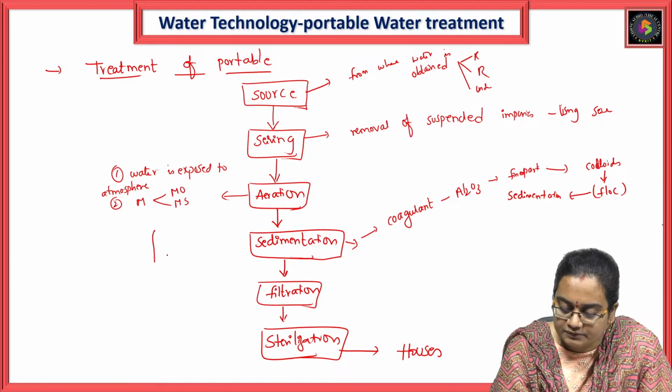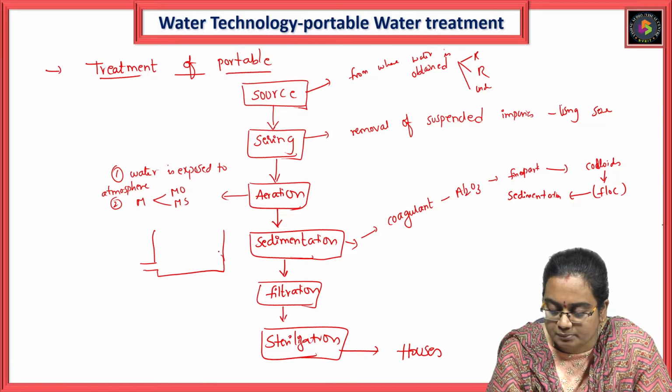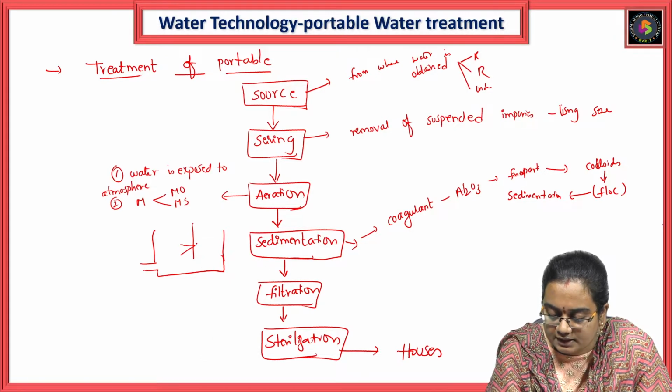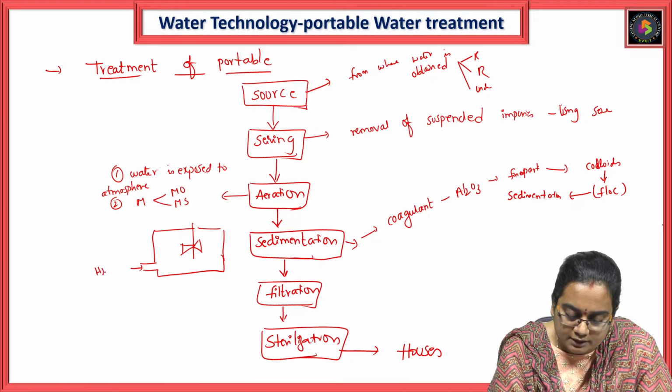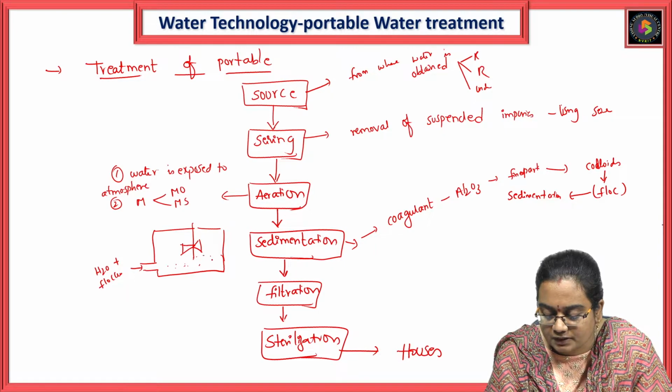Means here there will be a chamber. This is your sedimentation chamber. Inside the chamber we have some rotors like this. So at the bottom we are sending water plus flocculant. Inside this what will happen, because of the continuous churning, all particles get completely mixed. Water gets completely mixed with the flocculant.